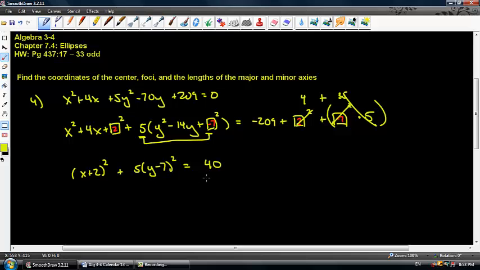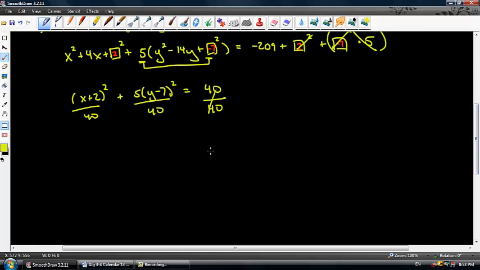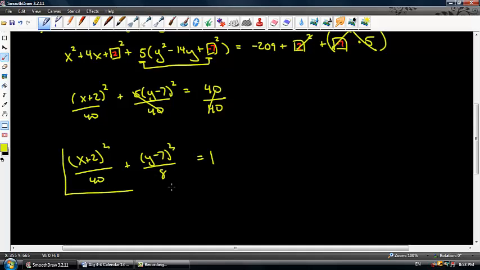Now, remember, an ellipse always has to equal 1, so I'm going to divide by 40 everywhere. My final ellipse is going to be (x plus 2) squared over 40 plus (y minus 7) squared over 8, because 5 into 40 leaves me with 8 on the bottom. And now I have my equation of the ellipse, so I am ready to do exactly what we've been doing for the last 3 examples.